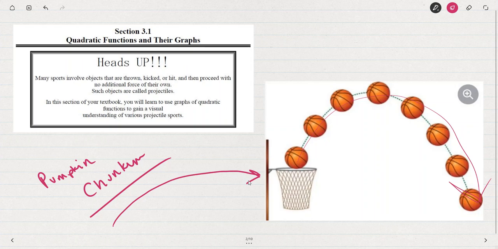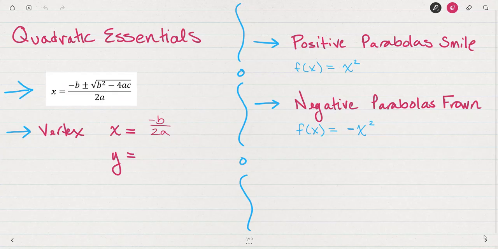And you can see that it's the same path. You use the same math to calculate that projectile, that pumpkin's trail of how it's projected. But in this section of the textbook, we're going to learn to use graphs of quadratic functions to gain a visual understanding of some of these projectile sports and other things.